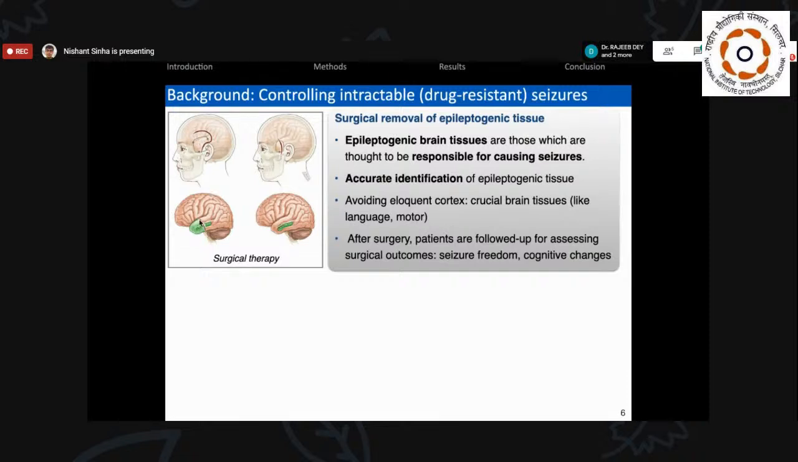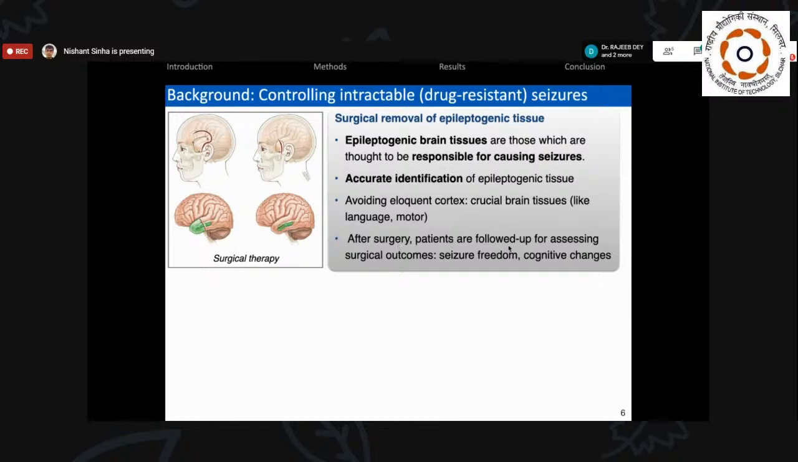Here is an example of temporal lobe epilepsy surgery. So this is the anterior temporal lobe, which is removed. And this is yet another structure, amygdala and hippocampus. So this is amygdala hippocampectomy, and that structure is removed.